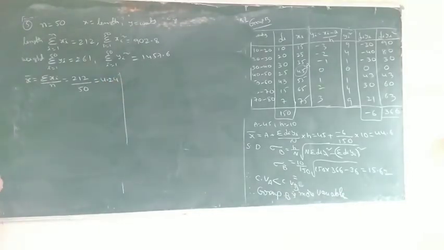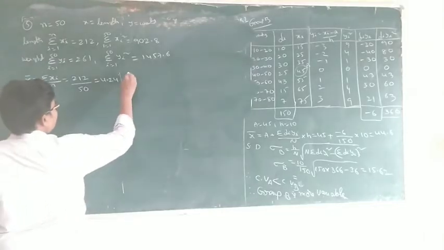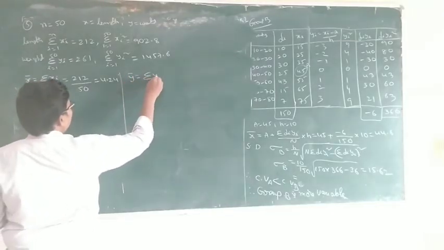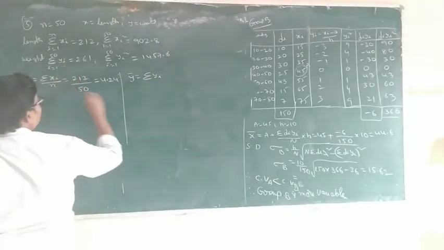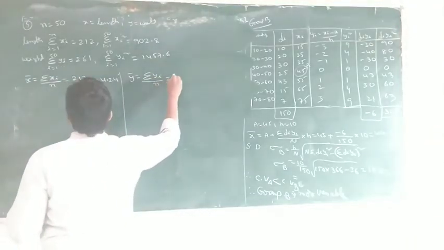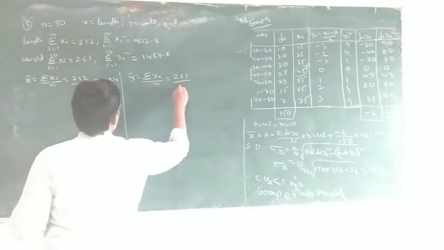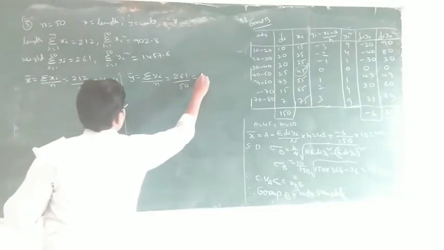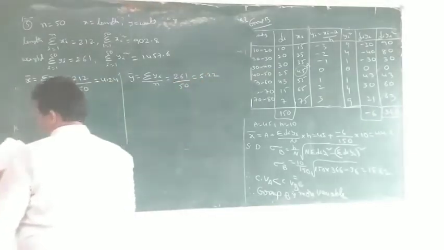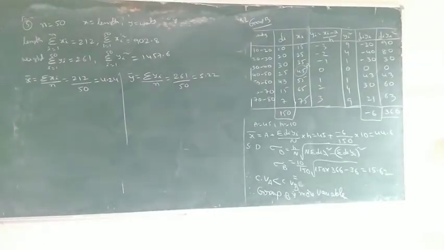Next, y bar is equal to Σyi by n. This is equal to 261 by 50, which is equal to 5.22. Okay, x bar and y bar are there.